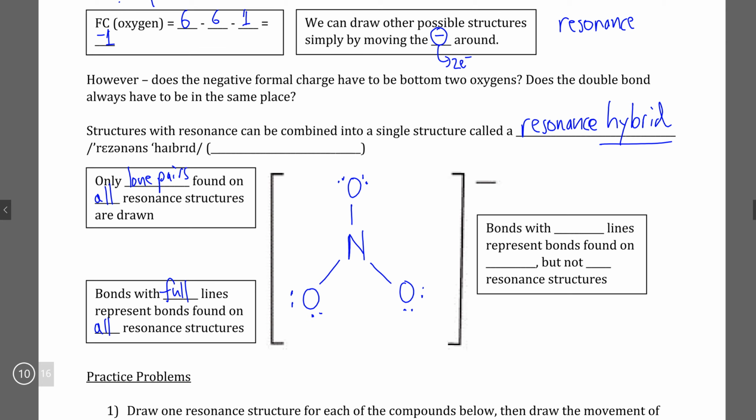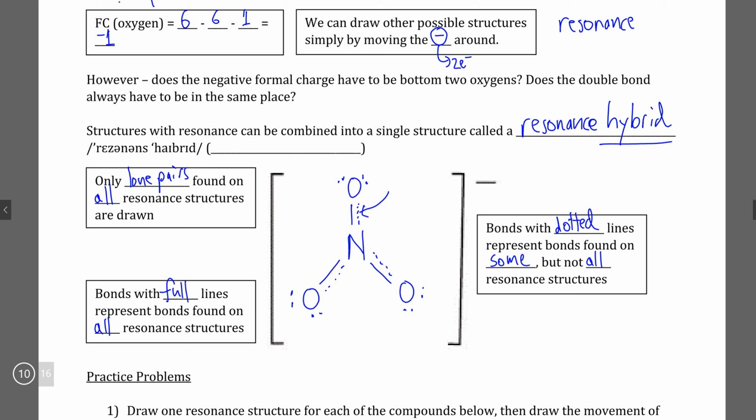Now, how do we show where the double bond is? Well, if the double bond is moving, we can't draw a full straight line in any location. So instead, we can use dotted lines like this. And what these dotted lines show is that sometimes in one of the possible Lewis structures we can draw, there is a bond that is here, but sometimes it is here, and sometimes it is here. So bonds with dotted lines represent bonds that are found on some, but not all, of the possible Lewis structures that exist.